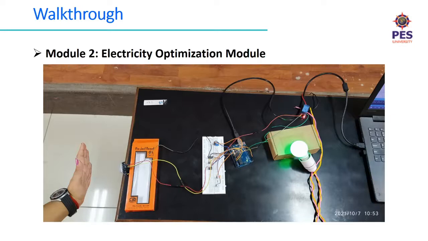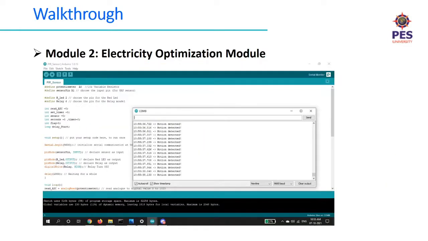This is the second module, the electricity optimization module. As you can see, the PIR scanner is here, and if there is any movement detected, the light bulb turns on. However, if there is no movement or no object blocking the spatial sensors for a good 20 seconds, the light automatically turns off. This is the back end.